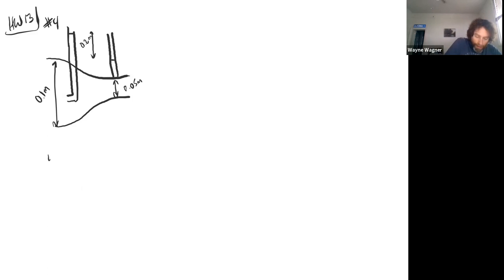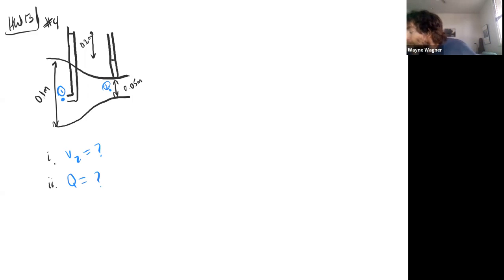Okay, so the first thing, this thing is broken up into a lot of parts. So we've got parts I and II. They want to know the velocity of flow in the small section. If we call that small section section 2, this is section 1 here, and this is section 2 here. They want to know what is V2. And then they want to know Q. Now we're not going to bother with Q because I have other, well, we'll go ahead and do Q. It won't take all that long.